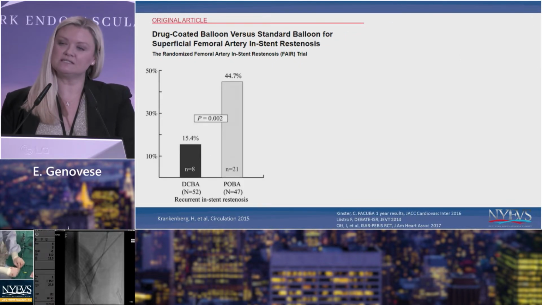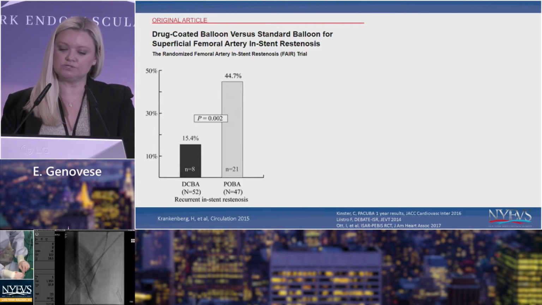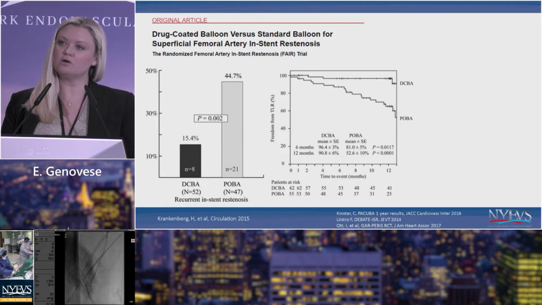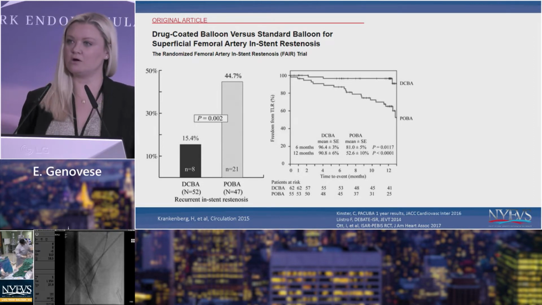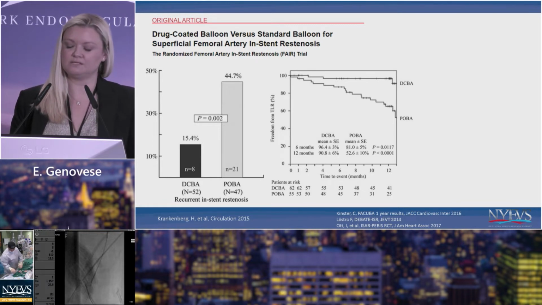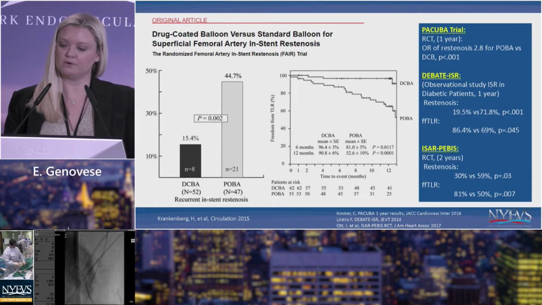What you can see is that DCB significantly reduced the rate of recurrent in-stent stenosis at 1 year. And then you can also see that the freedom from TLR is maintained throughout that 1 year period. You can see the Kaplan-Meier curves continue to deviate. So you get that extra protection from the drug-coated angioplasty throughout that full year period.